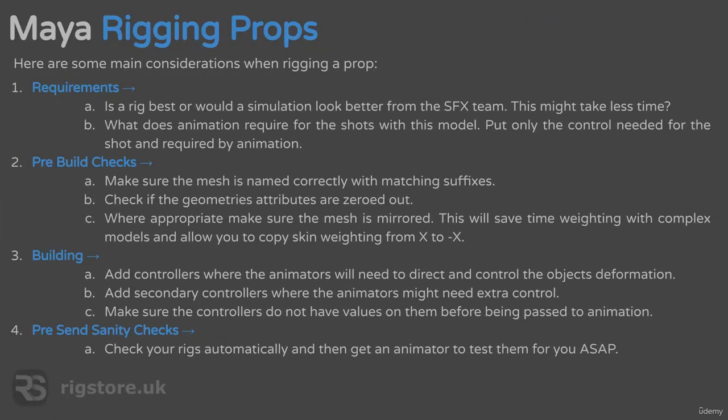Here are some main considerations when rigging a prop. Is it best, or would a simulation look better from the SFX team, special effects team? This might take less time, for example. What does animation require for the shots with this model? We only really should put the controls needed for a shot and required by animation. There's no point in doubling your workload, putting in controllers for car doors, car wheels, if the car's parked and it's never going to be used.